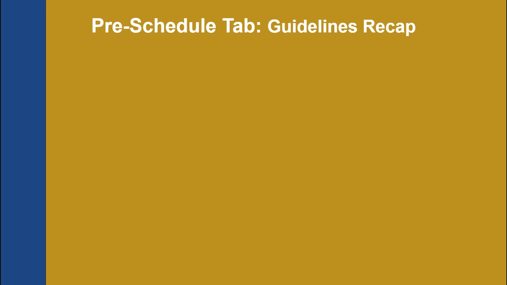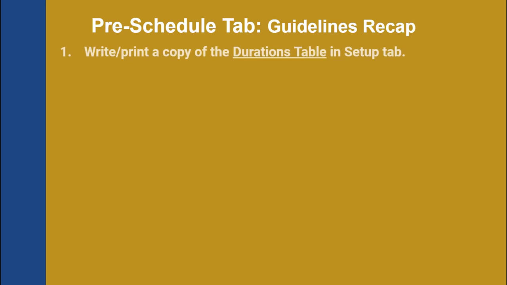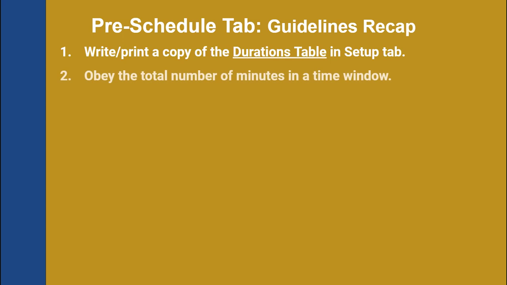Pre-schedule tab guidelines recap. Write or print a copy of the duration time table. Keep it handy. Obey the total number of minutes in a time window. If you need 1 or 2 minutes more, consider extending the time window, or place a short performance in the window and just leave the window with a few unused minutes.